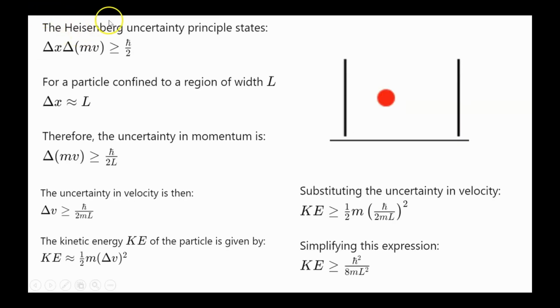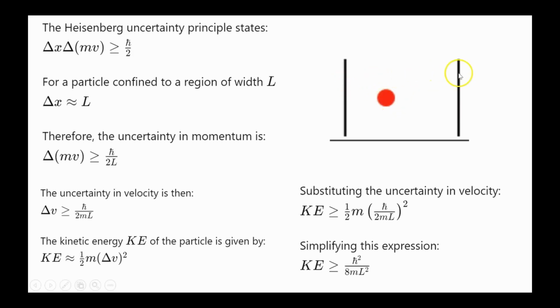The Heisenberg uncertainty principle states that the uncertainty in x multiplied by the uncertainty in momentum, which is mv, has to be greater than or equal to h bar over 2. For a particle confined to a region of width L, the uncertainty in x is L. We can't actually see this particle. It's too small. We're dealing with quantum mechanics, and these are really small things.